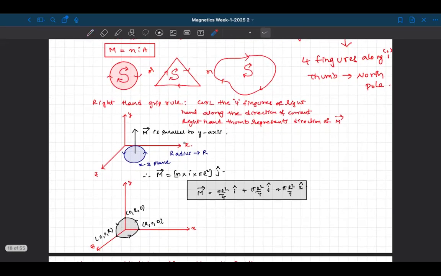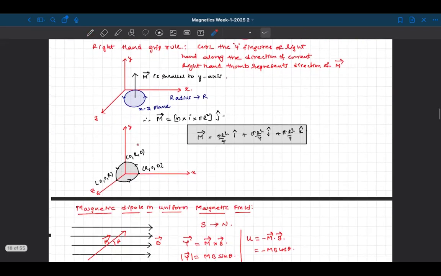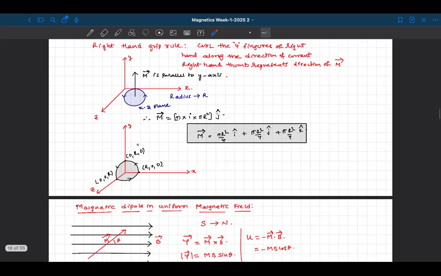Suppose in the XZ plane, you have this circle. This is a loop, and it is carrying current. What I have done is, I have turned my right hand fingers, placing my thumb parallel to the Y axis. Now, along the Y axis, I have the magnetic moment. Got the point? But you see, the nature of the loop here is slightly different.